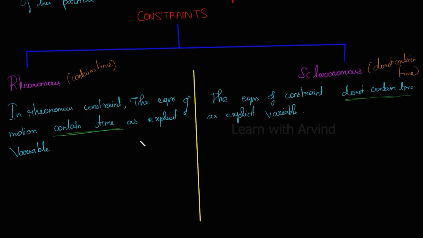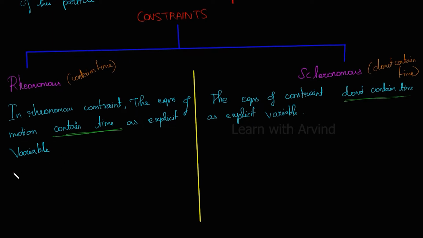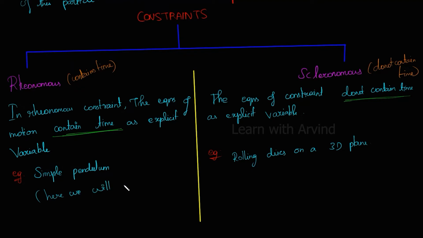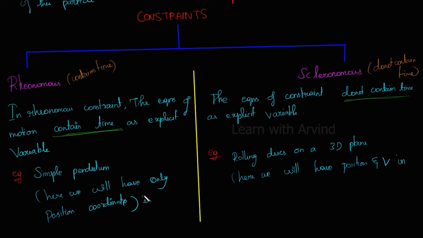Now we will be seeing the example for Rheonomous and scleronomous. The example for scleronomous is simple pendulum. It's a mistake, sorry about that. The example for scleronomous is simple pendulum and Rheonomous is rolling disc on a 3D plane. Reason is in simple pendulum we will be having only position coordinate, but in the case of rolling disc we will be having position and velocity coordinates in the equation of constraints.